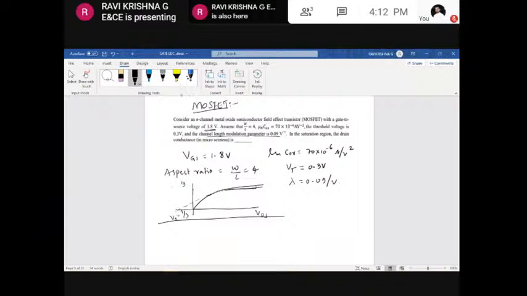It is given that in the saturation region, we need to determine the drain conductance. What is the drain conductance here? It means 1 over the drain resistance, that is 1 by RDS. Since the characteristic is not ideal, because they have already given the channel length modulation parameter as 0.09 per volt, definitely there will be a slope in the saturation region.